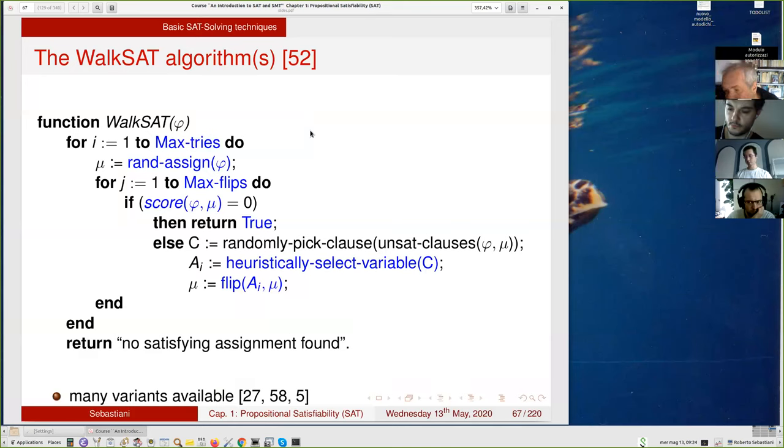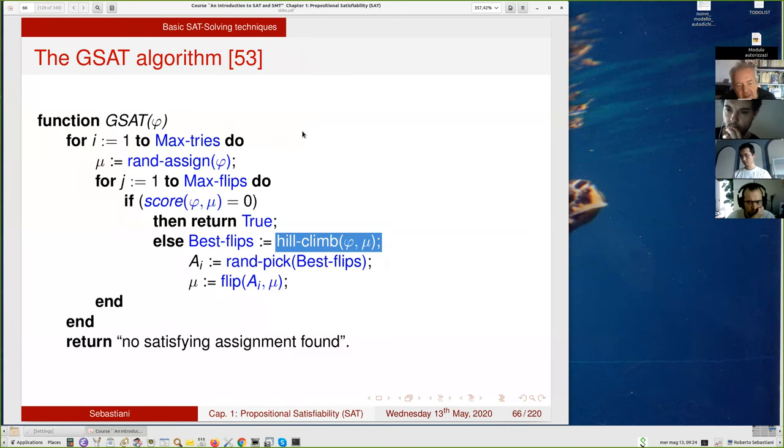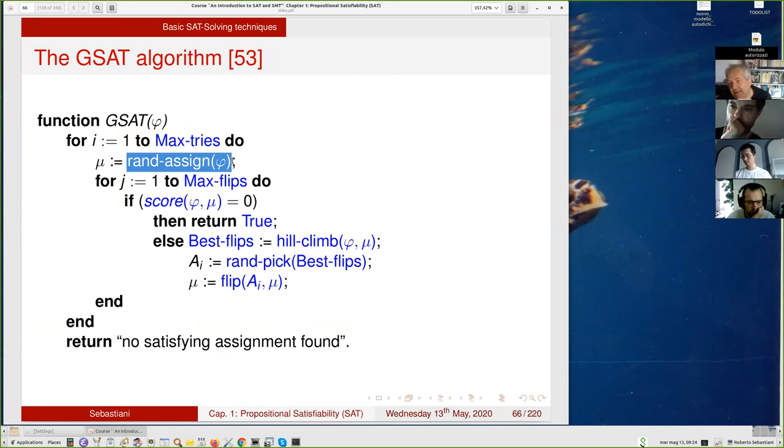in the sense that there are many. I forgot to say, of course, that this is not an algorithm but a family of algorithms, because they depend a lot on how you generate the first assignment. You can take it randomly, you can take it by making an average of the best results so far, you can do any possible intermediate situation. How do you compute hill climbing? How do you interleave the best flip with some random move? Whatever, you may have plenty of techniques and variations of that.